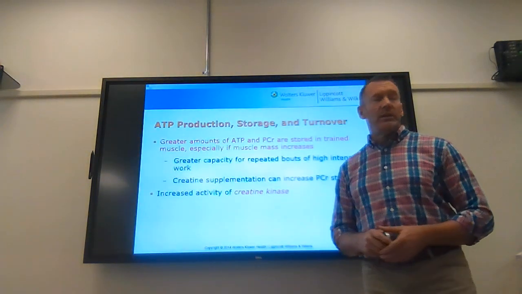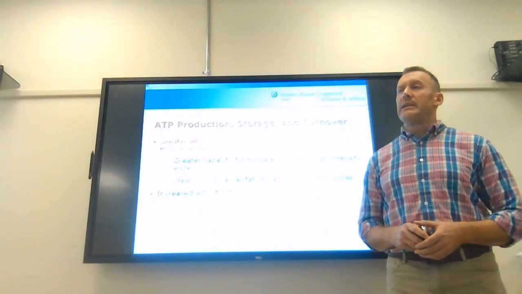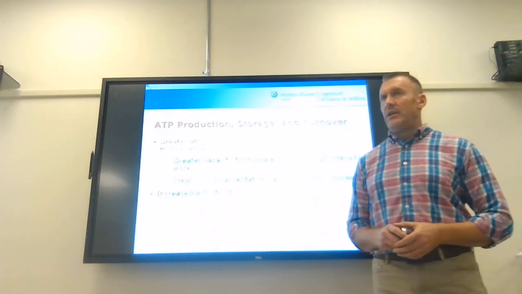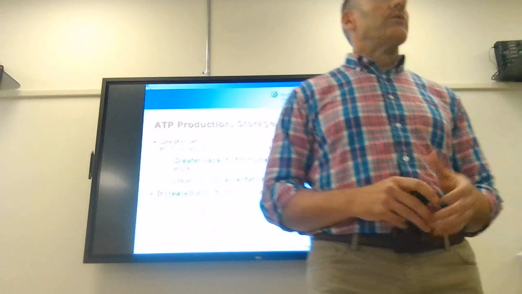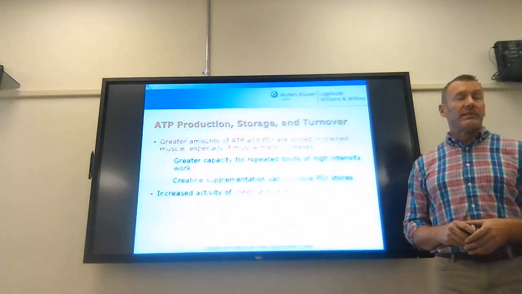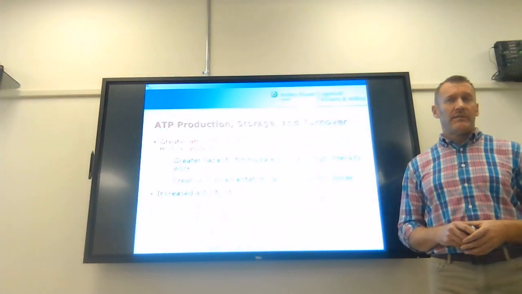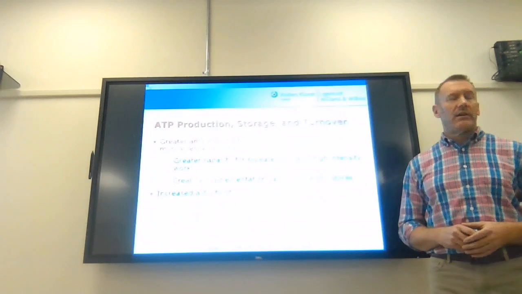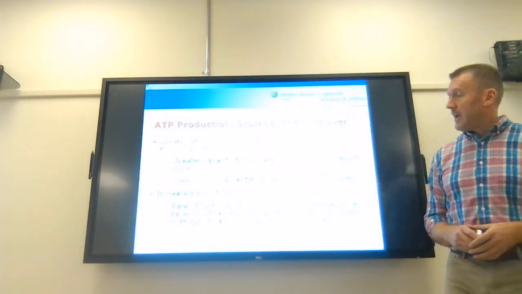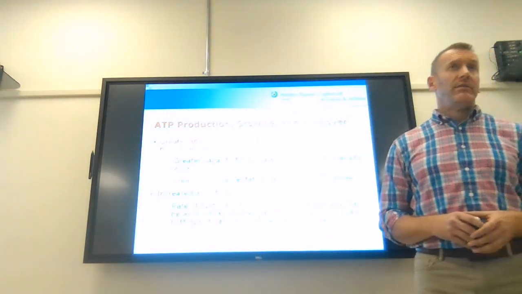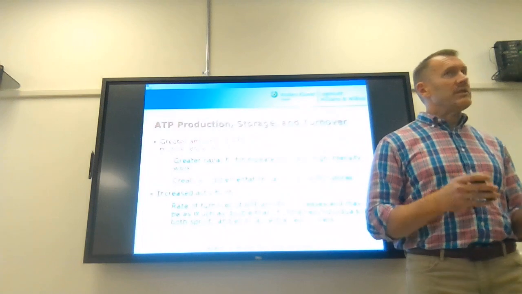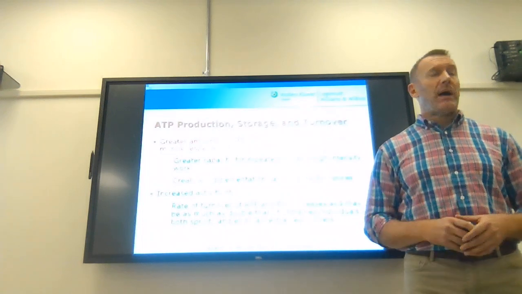So increased activity of creatine kinase. Creatine kinase, that's the one reaction of the phosphagen system, right? We're taking ADP and phosphocreatine is the phosphate donor, right? And so the creatine kinase facilitates that reaction. So creatine phosphate donates phosphate to ADP to make ATP. That's the quickest source of ATP. So we're able to have a faster production or replenishment of ATP. So the take-home message is that you can sprint longer without losing your power output.